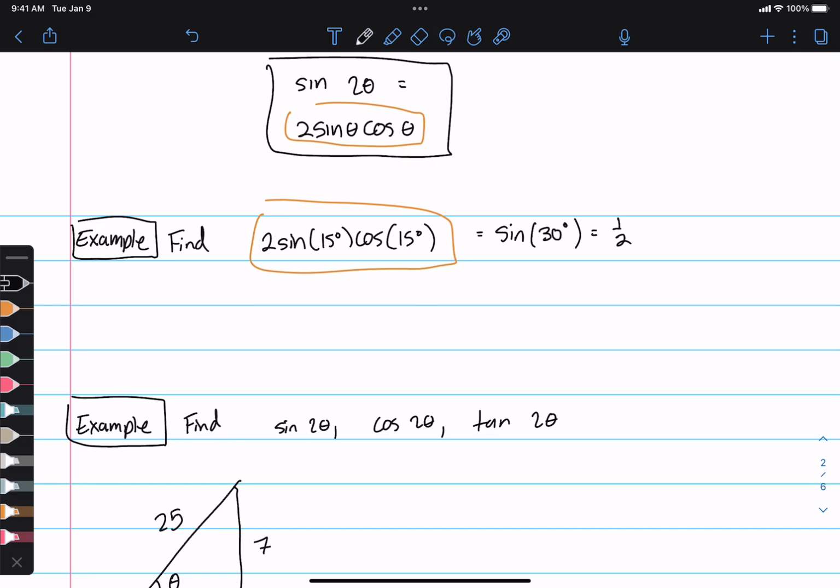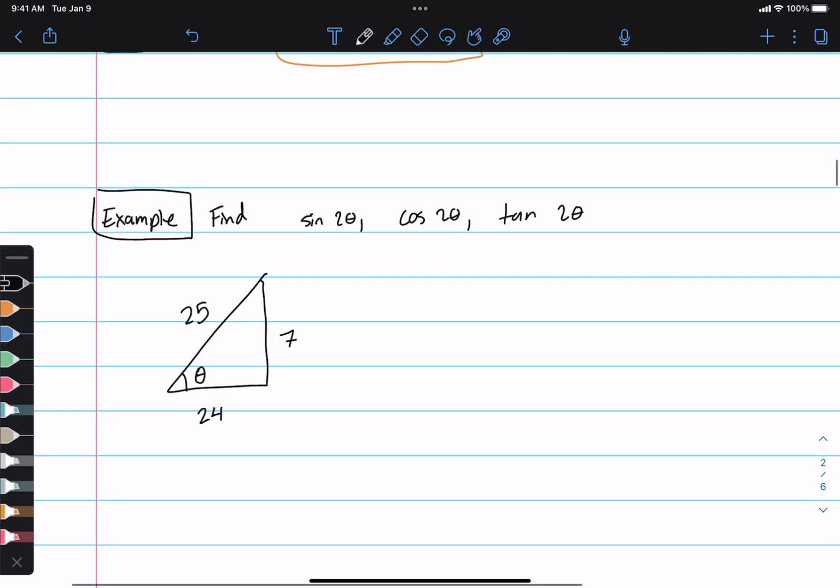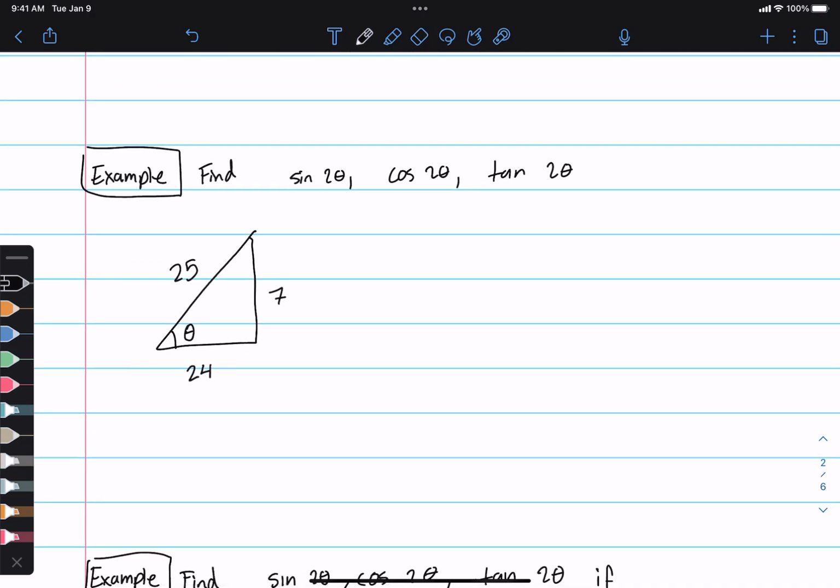So your next example is to use this triangle to find the sine of 2 theta, the cosine of 2 theta, and the tangent of 2 theta, okay? So again, pause the video and try that yourself. So my first step is I'm always going to write sine theta and cosine theta, right? So my sine theta here is opposite over hypotenuse, which is 7 divided by 25. And our cosine theta is adjacent over hypotenuse, which is 24 over 25.